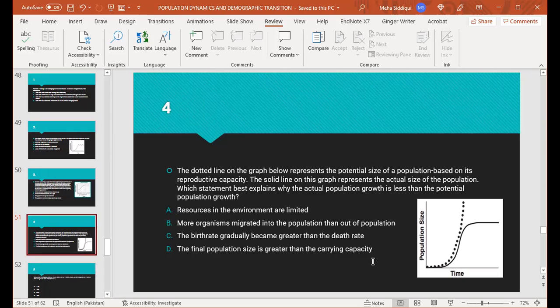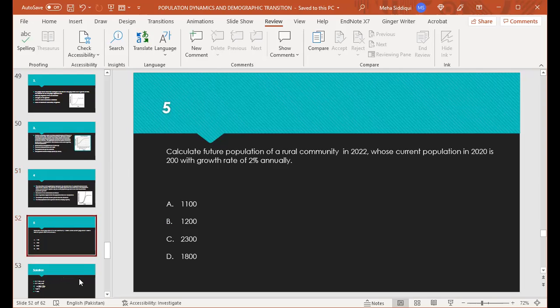The right answer is A. Resources in the environment are limited, as we have already discussed environmental resistance. That is, it is one of the factors that decreases the population size and keeps the population stable, and this straight line is due to this environmental resistance and limited resources in the environment.